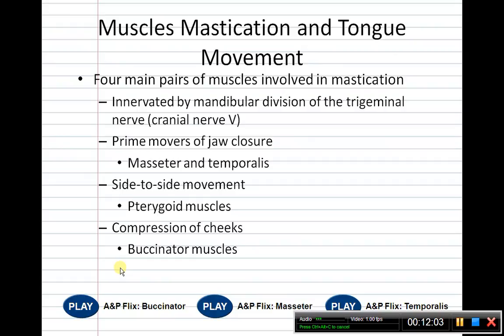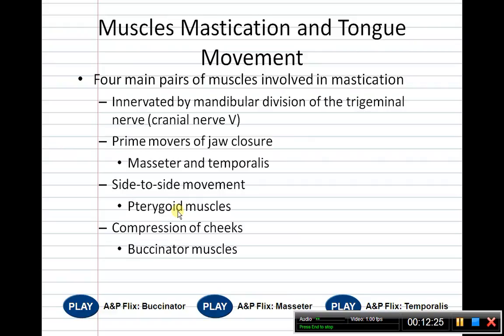Muscles of mastication. So I already actually talked a little bit about two of them, the prime movers of the jaw, the masseter and the temporalis. There are a couple more. There's a side-to-side movement, and that's the pterygoid muscle. Side-to-side, when you think of watching a cow chew, how the cow kind of grinds its teeth sideways, that's the pterygoid.